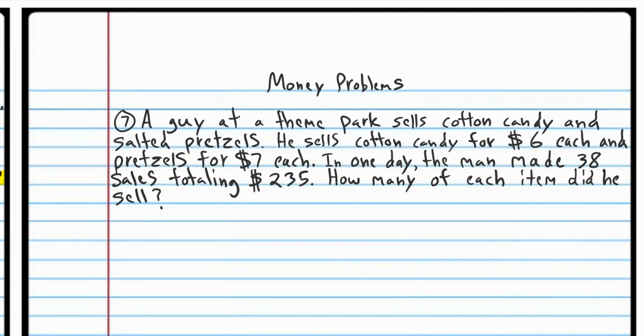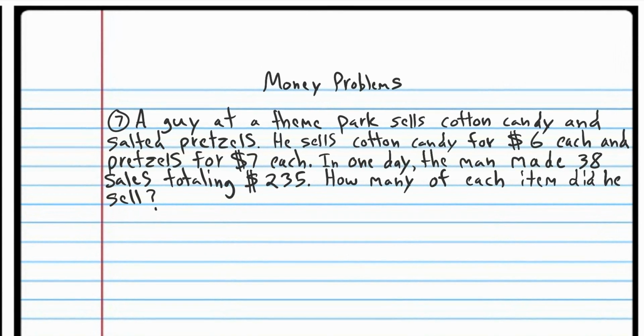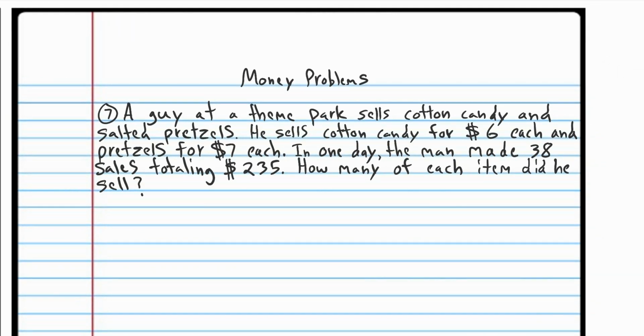So now we're going to move on to money problems. So we'll do the first one together. A guy at a theme park sells cotton candy and salted pretzels. He sells cotton candy for $6 each and pretzels for $7 each. In one day, the man made 38 sales, totaling $235. How many of each item did he sell?